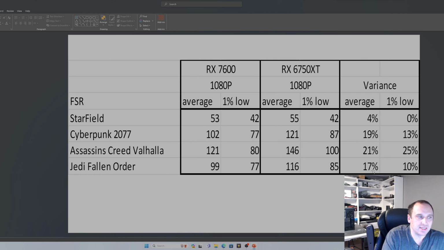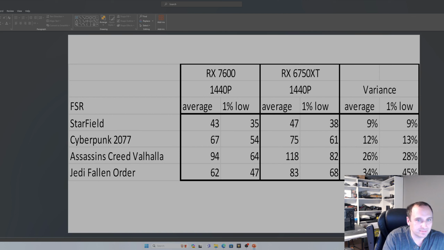But we're seeing, like, Jedi Fallen Order, a 17% uptick over the 7600. Assassin's Creed Valhalla is 21% and 25%. Cyberpunk 2077 is 19% and 13%. The only one that doesn't see a huge boost is Starfield. But with that one, you need to slide the slider across for what you want the upscaling resolution to be, whereas for the other ones, I used quality essentially for all of these. Starfield, I would have set at like 75.